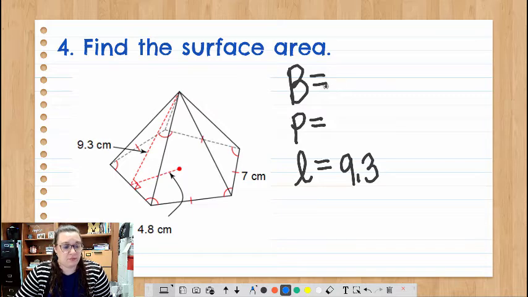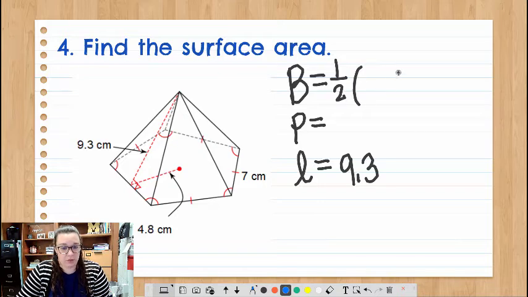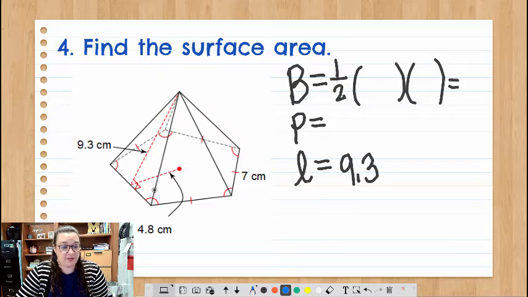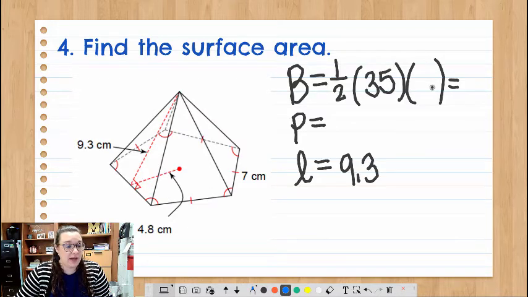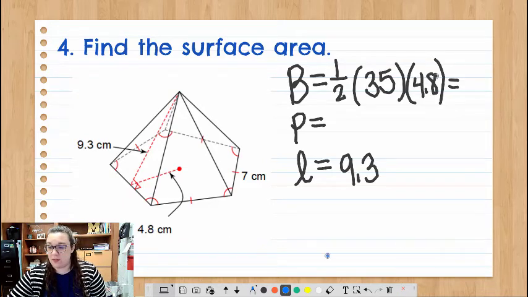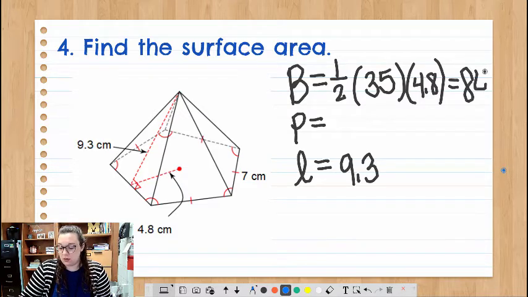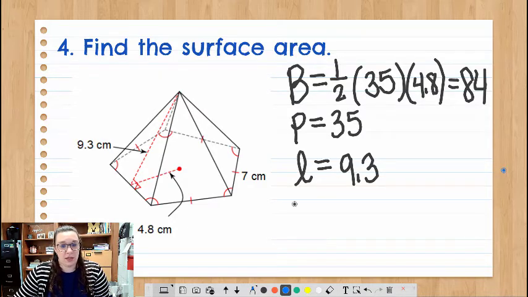Area of the base. Let's see. We need the area of a regular polygon, which is 1/2 perimeter times apothem. Perimeter is, there are 5 sides and they're each 7, so that's 35. And the apothem they noted for me is 4.8. I'm going to type all that in and get it as a number first. I got 84. Perimeter, we already found it up here, is 35. And we're good to plug in.